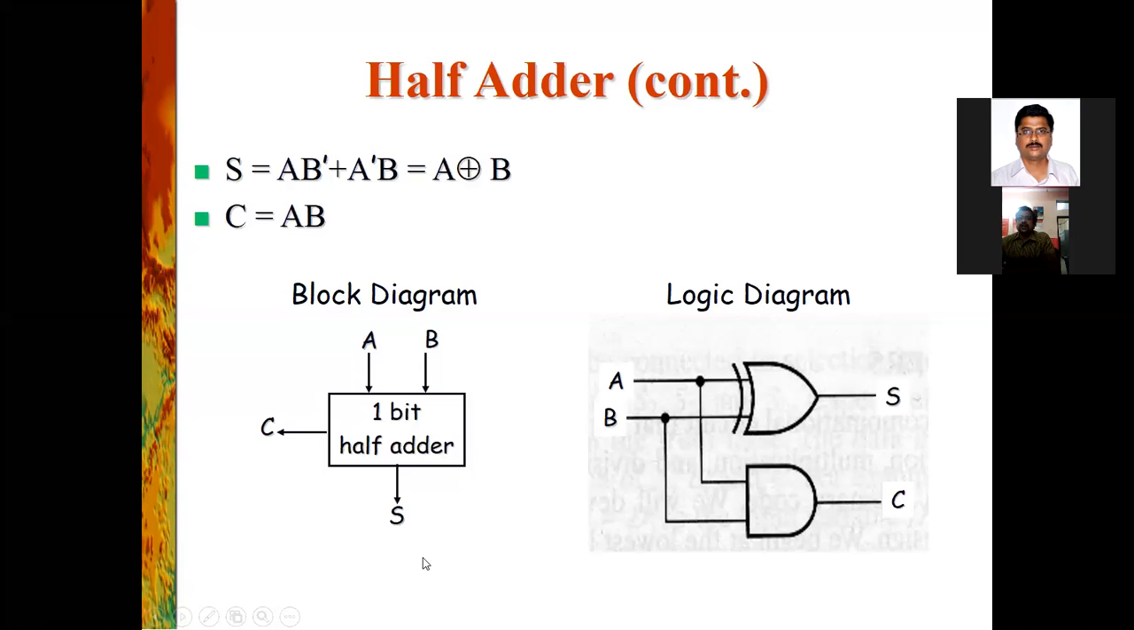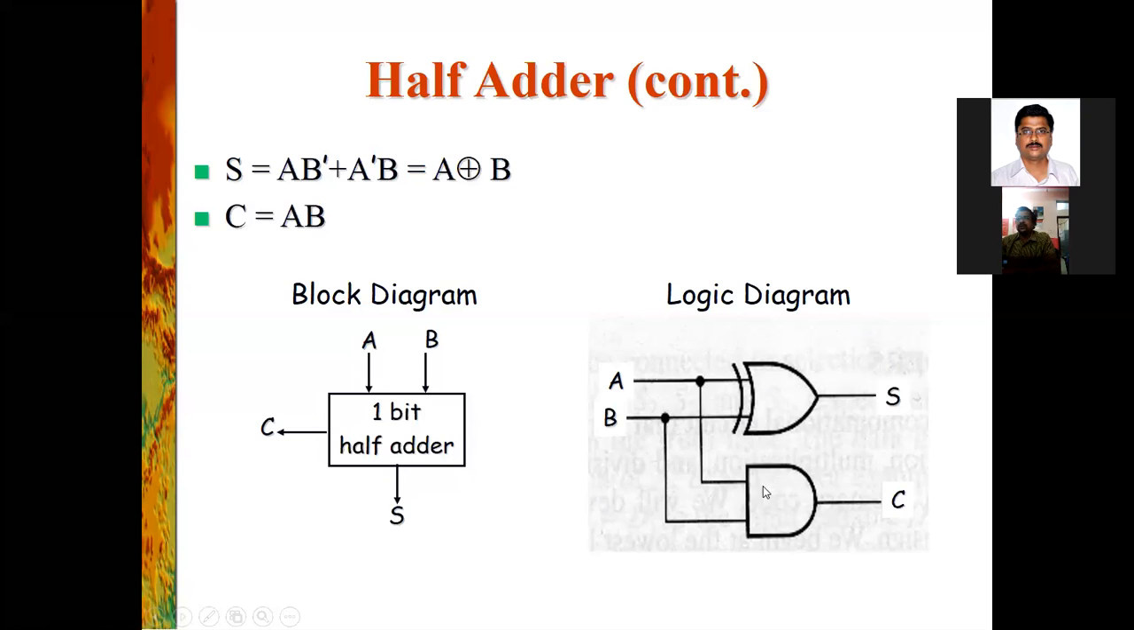So the left side is the block diagram. A and B are two inputs, and we are getting two outputs, one is sum and the other is carry. So this is the logical diagram. Since I told you that we can use one AND gate for carry and one XOR gate for sum, I am taking the same thing.